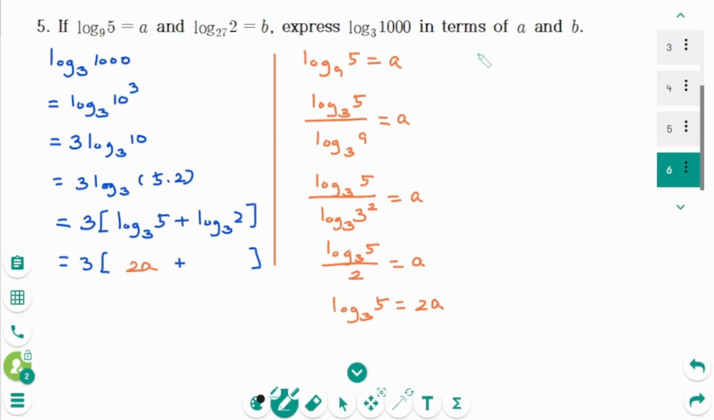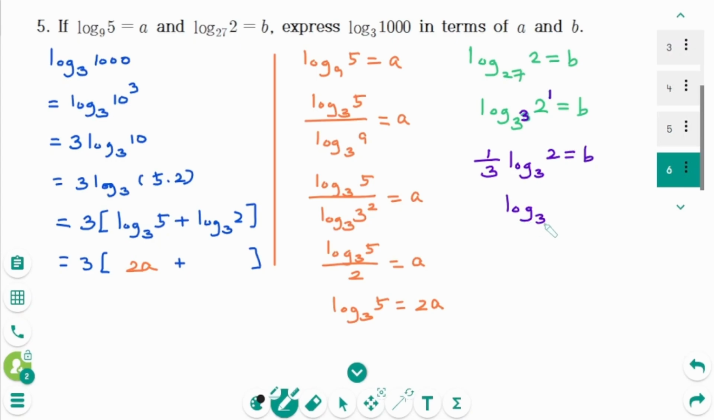In the given expression, log base 27 of 2 equals b. Now use the other formula. 27 is 3 cubed. Then 2 is 2 to the power of 1 equals b. Then 1 over 3 times log base 3 of 2 equals b. Then times 3 on each side. Log base 3 of 2 equals 3b, which is here. Then final answer is 6a plus 9b.